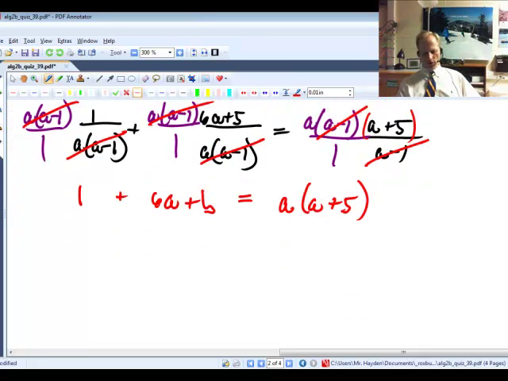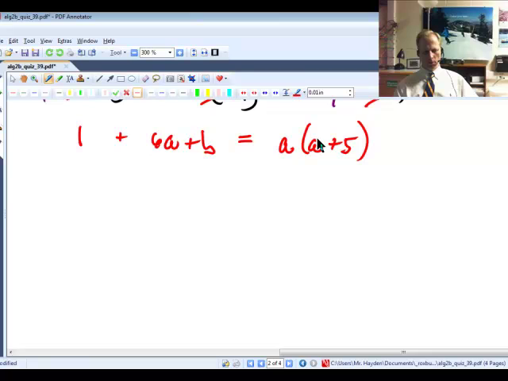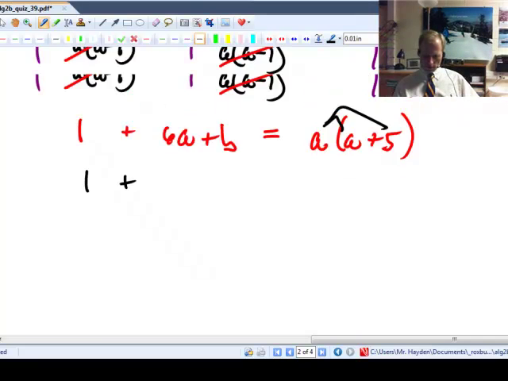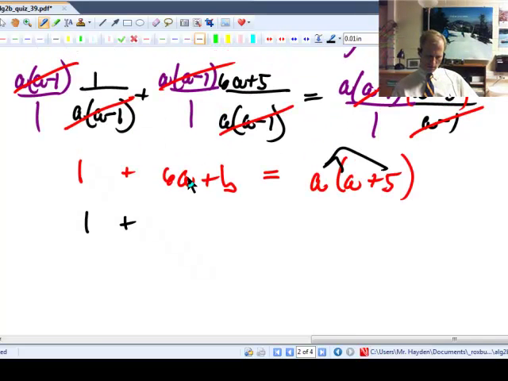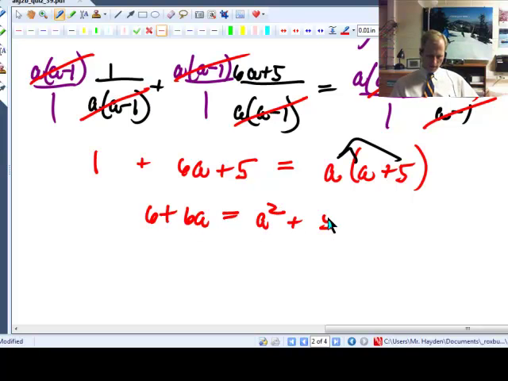Okay, so to solve that equation, I'm going to have to distribute, collect the like terms, or move all terms to the right side of the equation, and then factor. So my first step is to distribute. Okay. Oops. Just caught something. That's a 5. Okay, so I'm going to combine like terms while I'm doing that. So this would be 6 plus 6a. This would be a squared plus 5a.